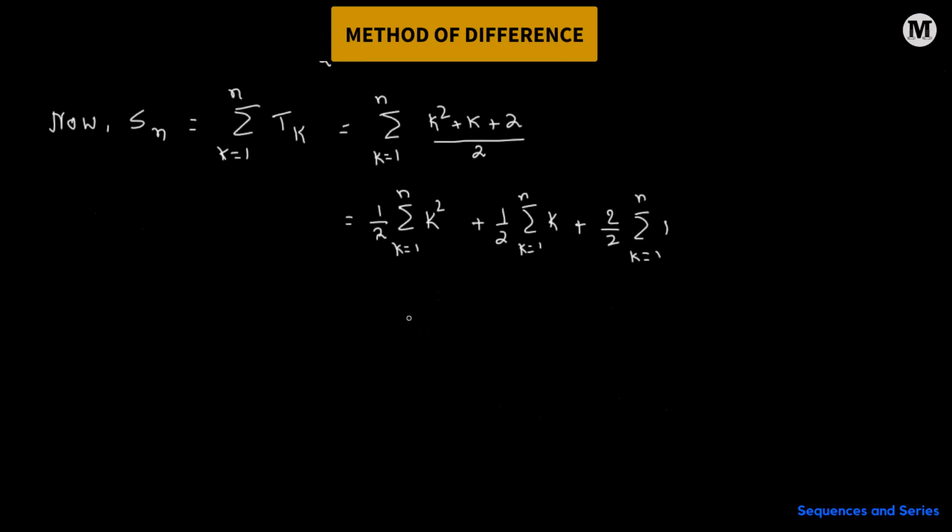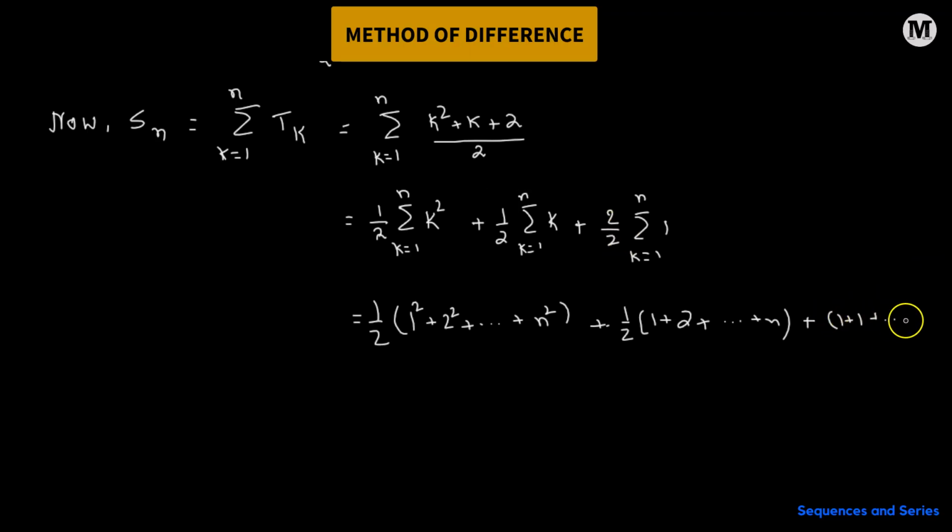Okay. Furthermore, we have now half times the summation of k squared. What is the summation of k squared? That's simply 1 squared plus 2 squared all the way up to n squared. This is the sum of the squares of the first n natural numbers. Then we have half multiplied to the summation of k. When we extend the summation, this is simply 1 plus 2 all the way up to n. So that means this is the sum of the first n natural numbers. Then we have the third sum. So 2 over 2, that's simply 1. Now the summation of 1 means we have 1 plus 1 added to itself n times.